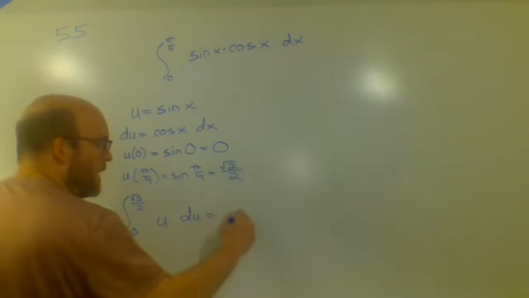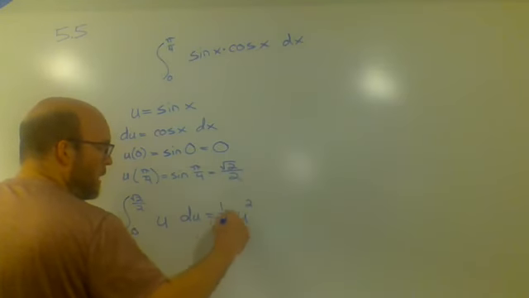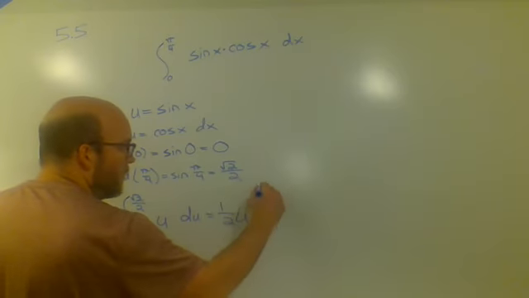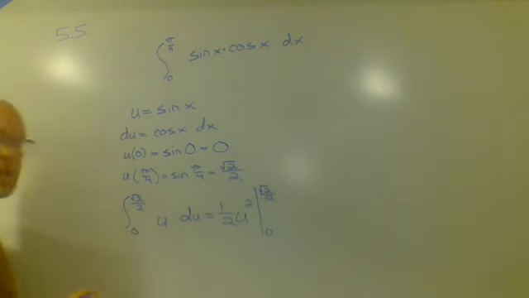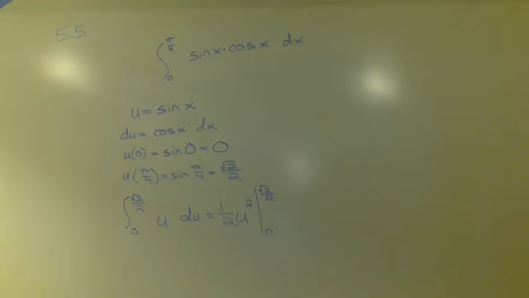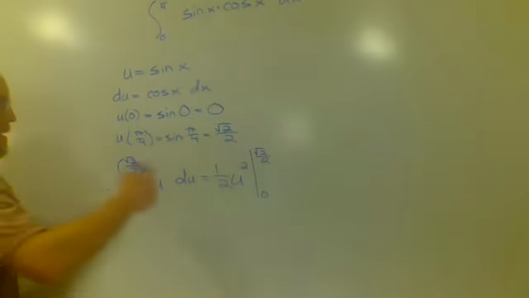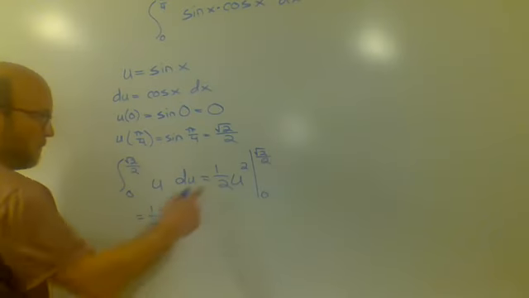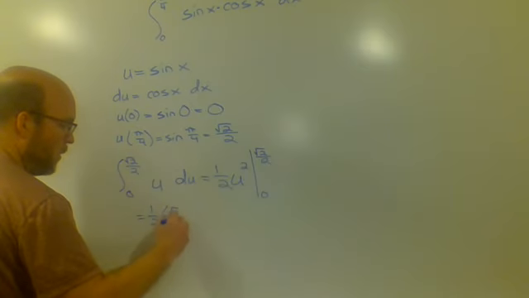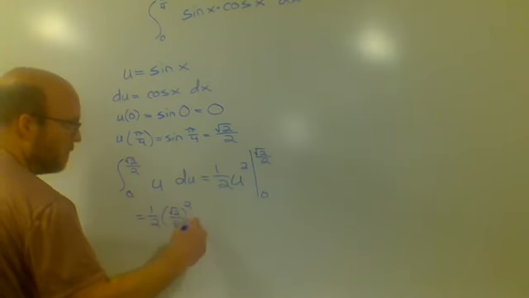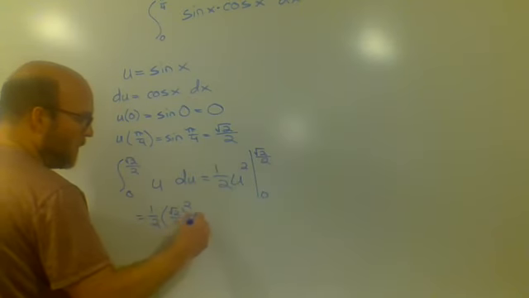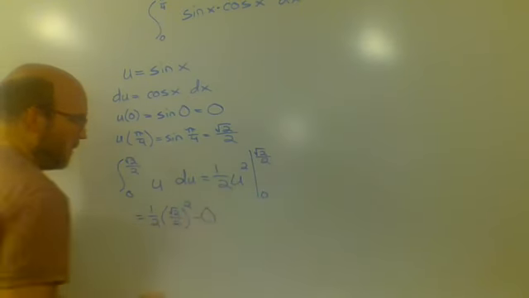The antiderivative of u: you increase the exponent by 1, multiply by its reciprocal, and we have to evaluate that at 0 and square root of 2 over 2. And when you actually evaluate this, you're going to get 1/2 times u squared, so square root of 2 over 2 squared. And then I'm not even going to write the 0 part because 0 squared is just 0. So I'm not going to write the whole expression, but you would just get a 0 here.